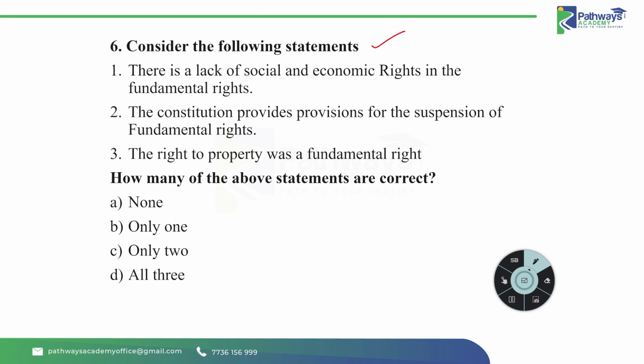Now we are again going through the statements. There is a lack of social and economic rights in fundamental rights. Lack of social and economic rights means, up to some extent you can say that there is a lack of social and economic rights, because fundamental rights were predominantly of the interest of upholding political democracy, isn't it? Political democracy. So the first statement is right. There is a reduction when you compare with the political rights.